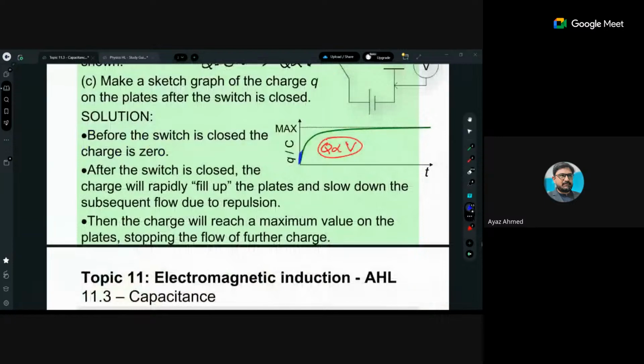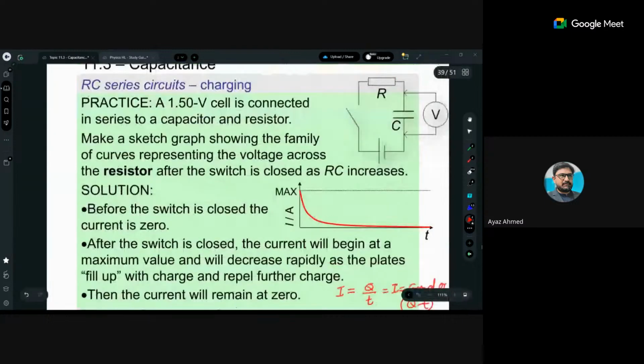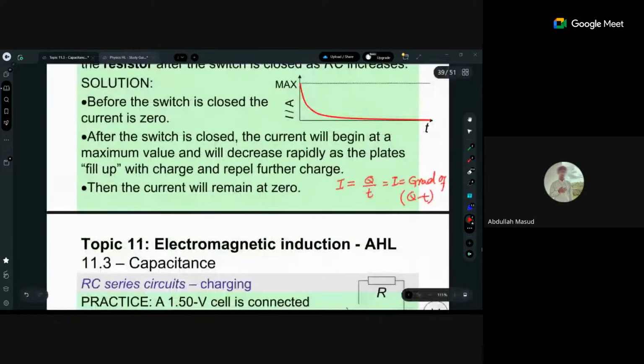So if it is the gradient of the Q and T graph, let's say here we go. Here the gradient is maximum, it means current is maximum over here. And here the gradient is minimum, decreasing. Here is the minimum gradient, so I is minimum over here. That is why we will have this opposite graph of current. This is current, this is your charge. Is it clear to you? Yes, sir.